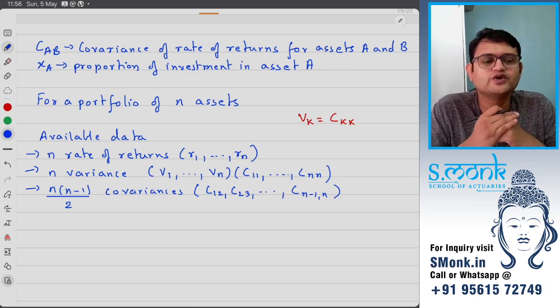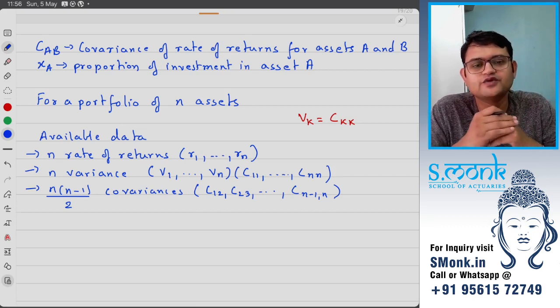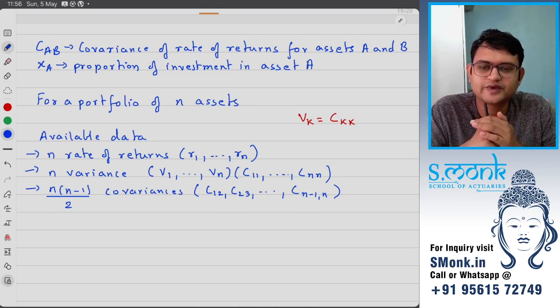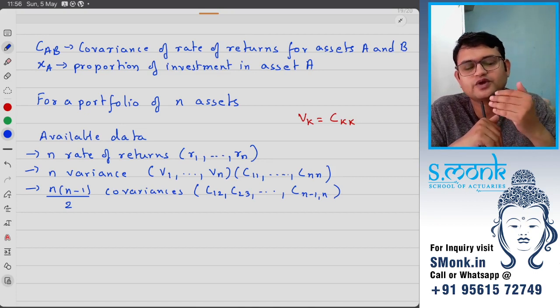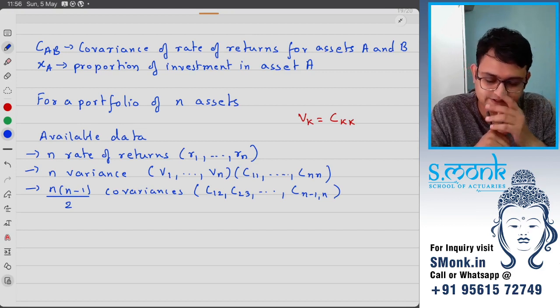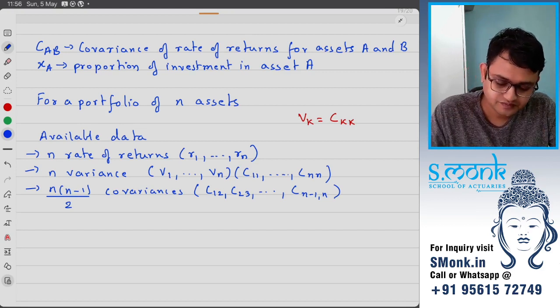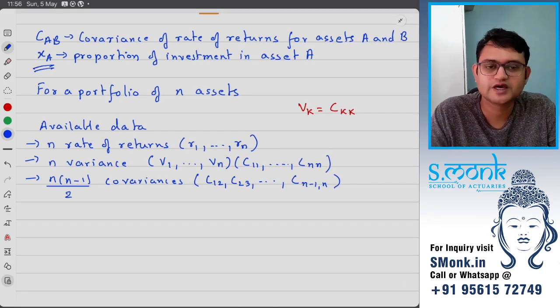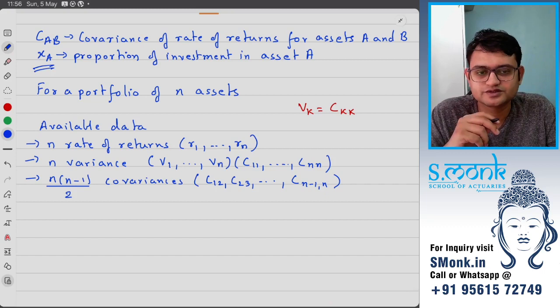Now we are going to decide how much money we are going to invest in the first asset, how much in the second asset, how much in the third asset. So these proportions are decided by the investor.